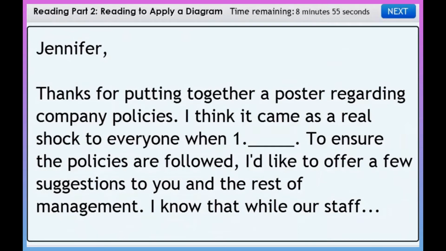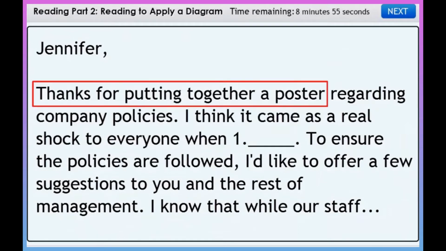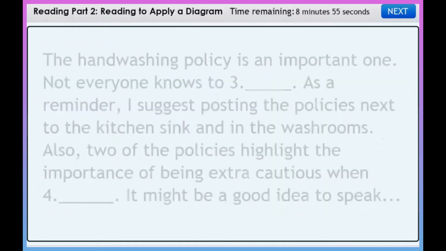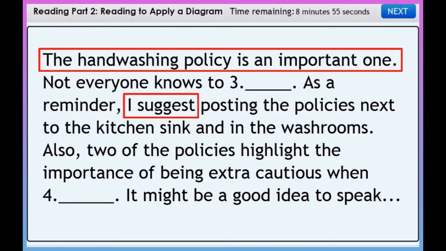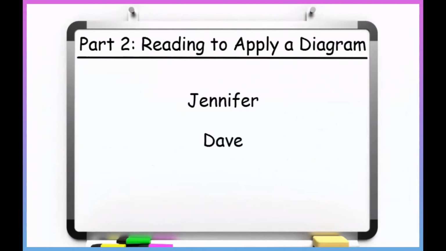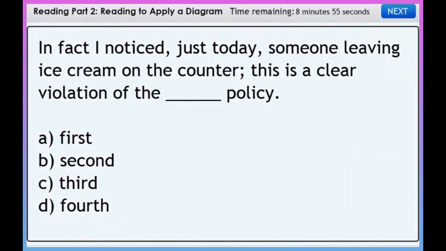Now I'll look at the first sentence or two in each paragraph. First, Dave is thanking Jennifer for putting together the poster on policies. Aha! So Jennifer must have been the person who created the diagram. In the second paragraph, Dave is suggesting to reinforce the policy about hand washing. Okay, so from the context of this message, I can surmise that Jennifer and Dave are probably co-workers at this business. Alright, so just by quickly skimming the diagram and message, I've got a general idea of what this part is about. Now let's try a question from the first section.